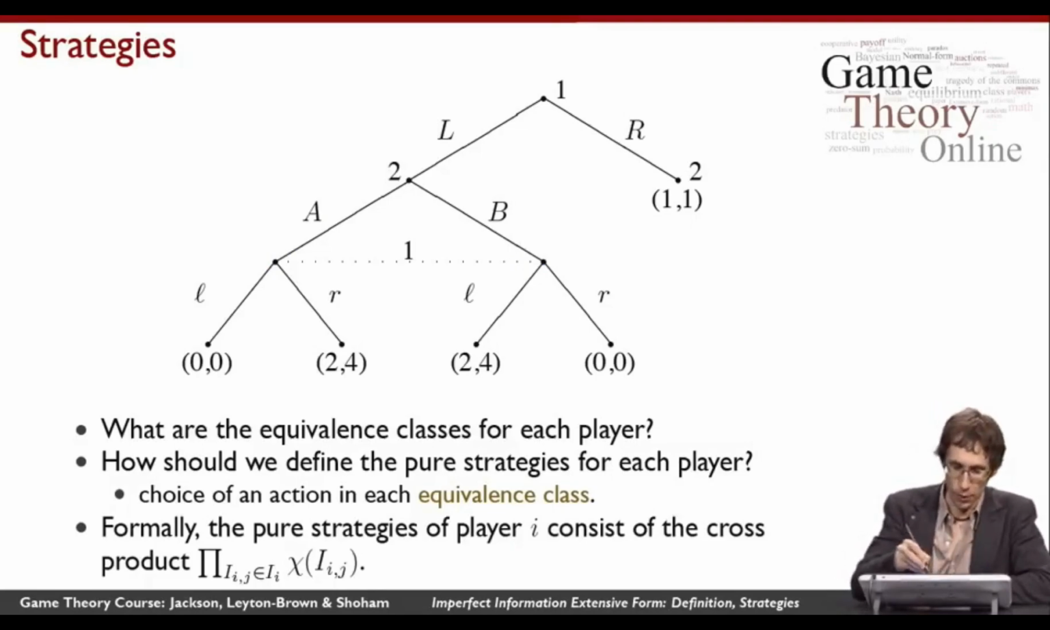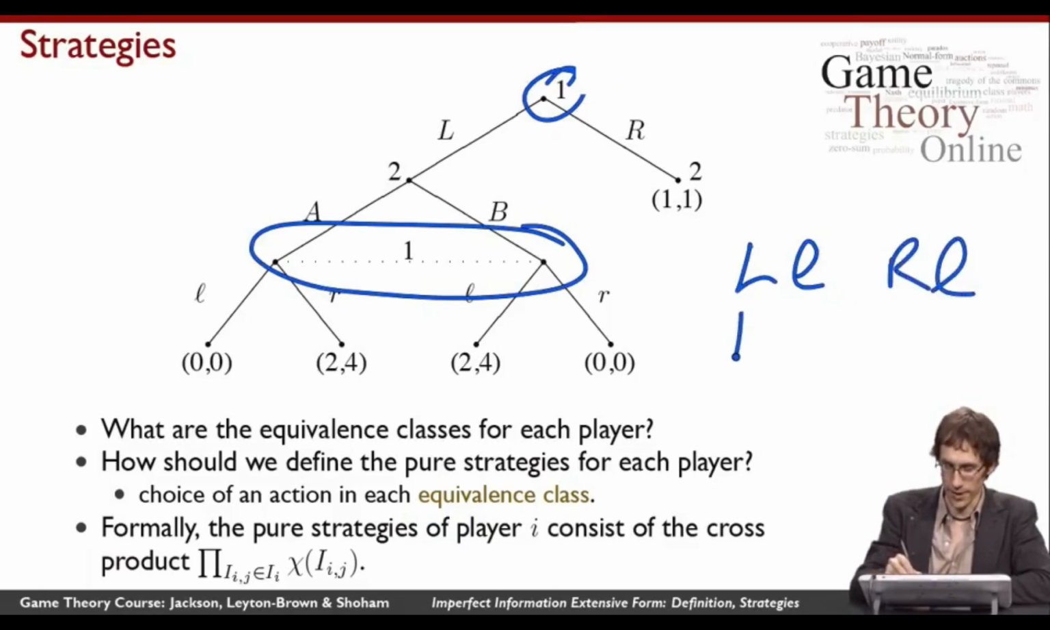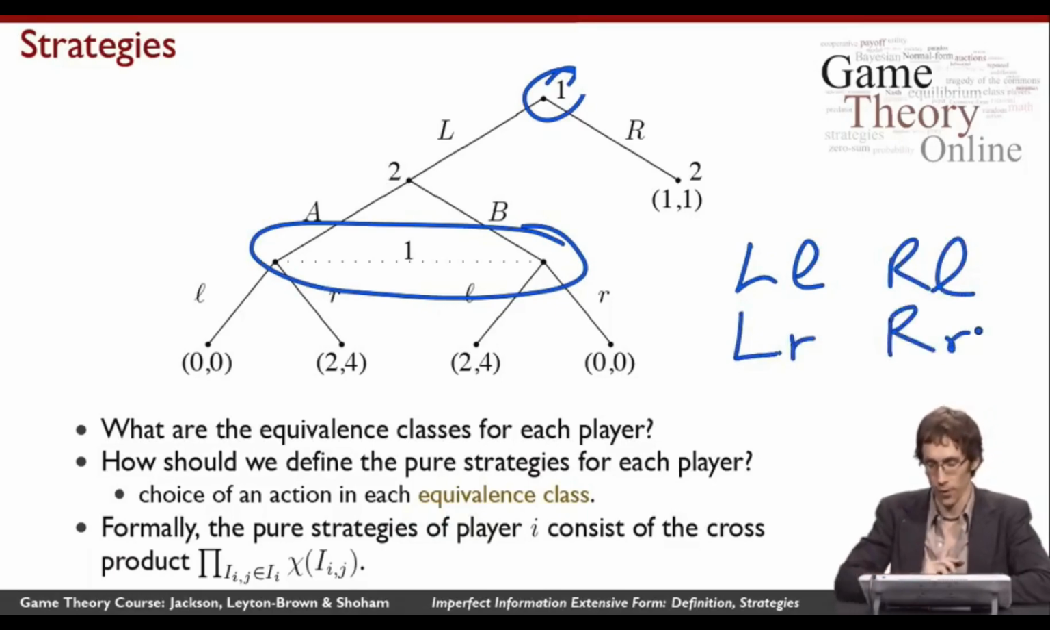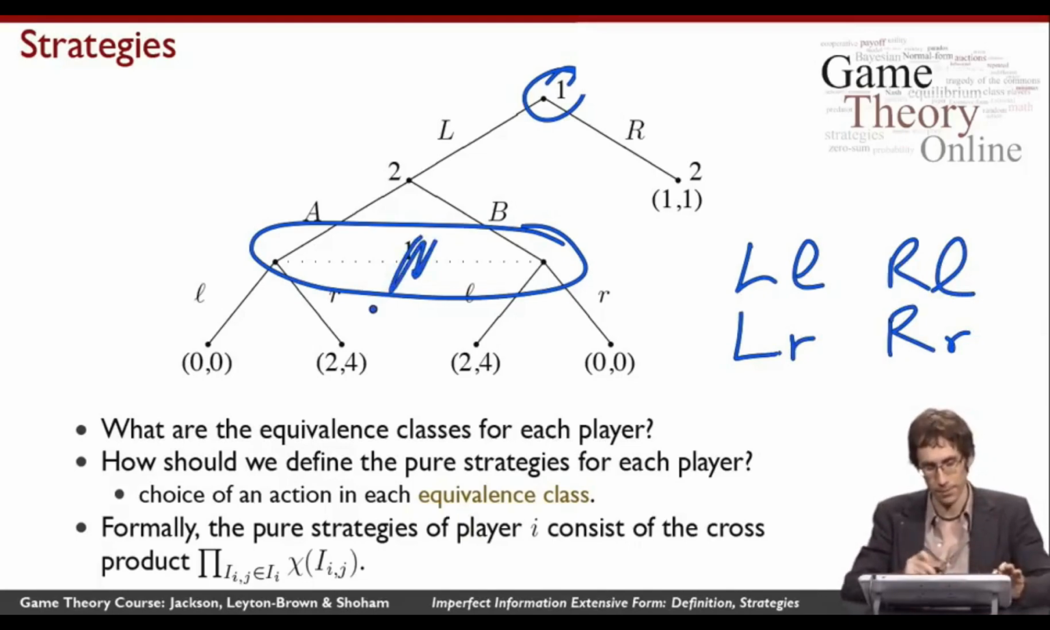And so player 1's pure strategies here are going to be a choice here and independently a choice here. So player 1 could take the action LL, or he could take the action RL, or he could take the action LR, or RR. So player 1 here has 4 different pure strategies rather than 8, as he would have if we didn't have this equivalence class here.